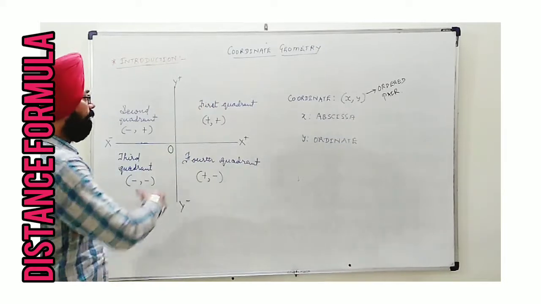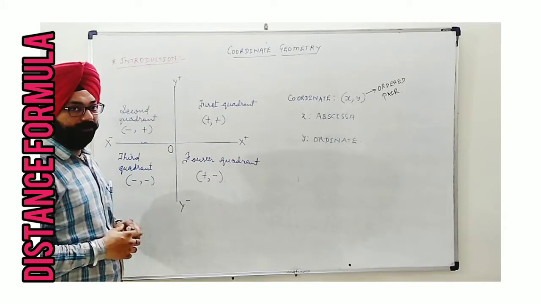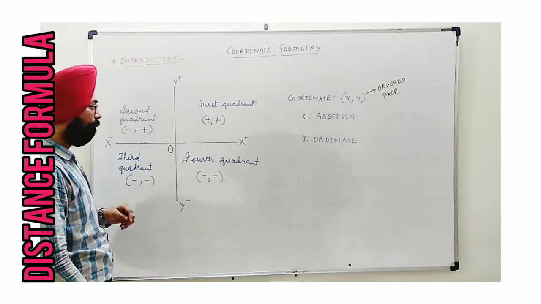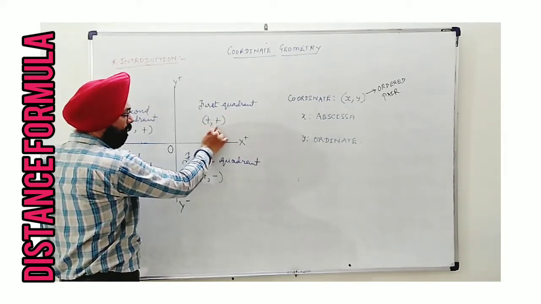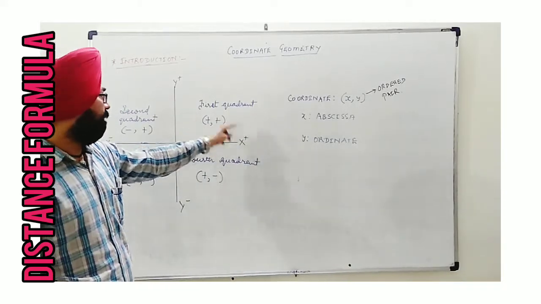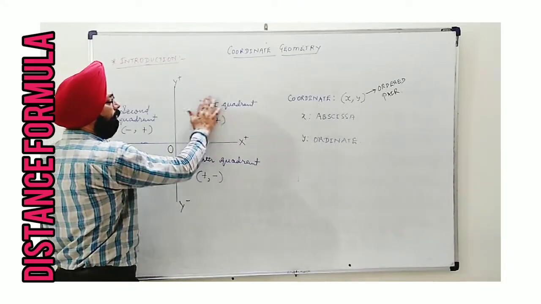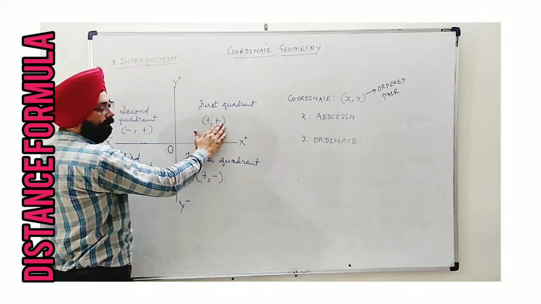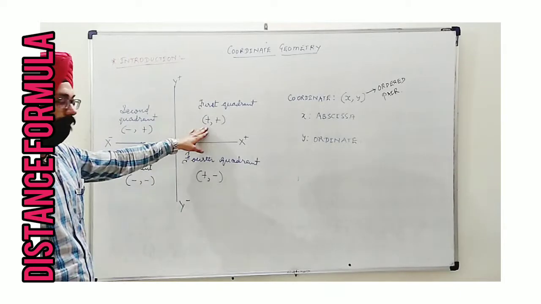There are four quadrants. First quadrant, second, third and fourth. These also are in sequence. This has been taken as anti-clockwise, you can see. Now, this first quadrant sign convention is plus and plus. What is the meaning of this? It means that the value of x-axis and y-axis both are plus here. You can see this first quadrant is made up of positive part of x-axis and positive part of y-axis. That's why here we have taken sign convention as plus.